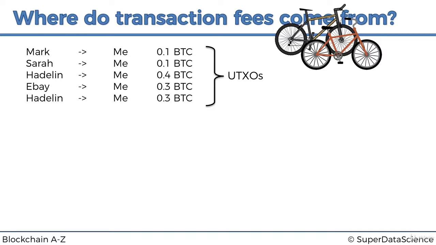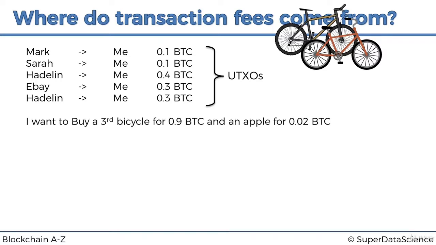Let's see what I want to buy now. Today I want to buy a third bicycle for 0.9 BTC and an apple for 0.02 BTC. I was walking home and I saw an apple and I decided to buy it because I wanted to eat it. So let's construct the one transaction that's going to make this happen. We already know that we can have multiple inputs and multiple outputs in transactions. Unlike in banking, where you'd have to do one transaction with the bike shop and one with the fruit shop, in blockchain you just do one transaction and you get everything done right away.